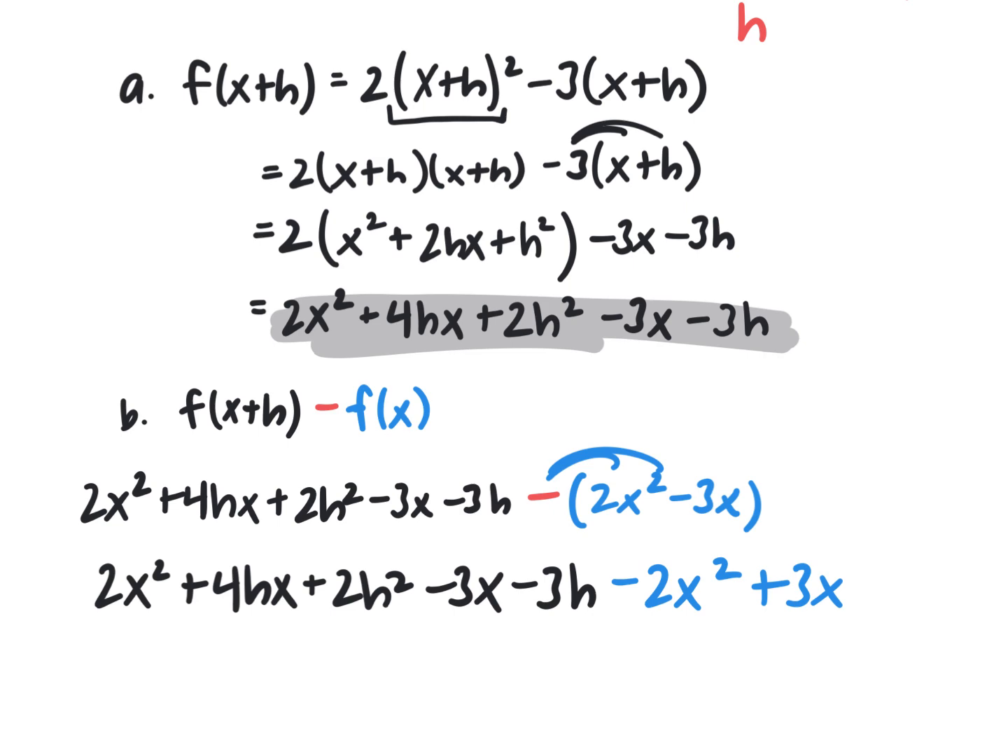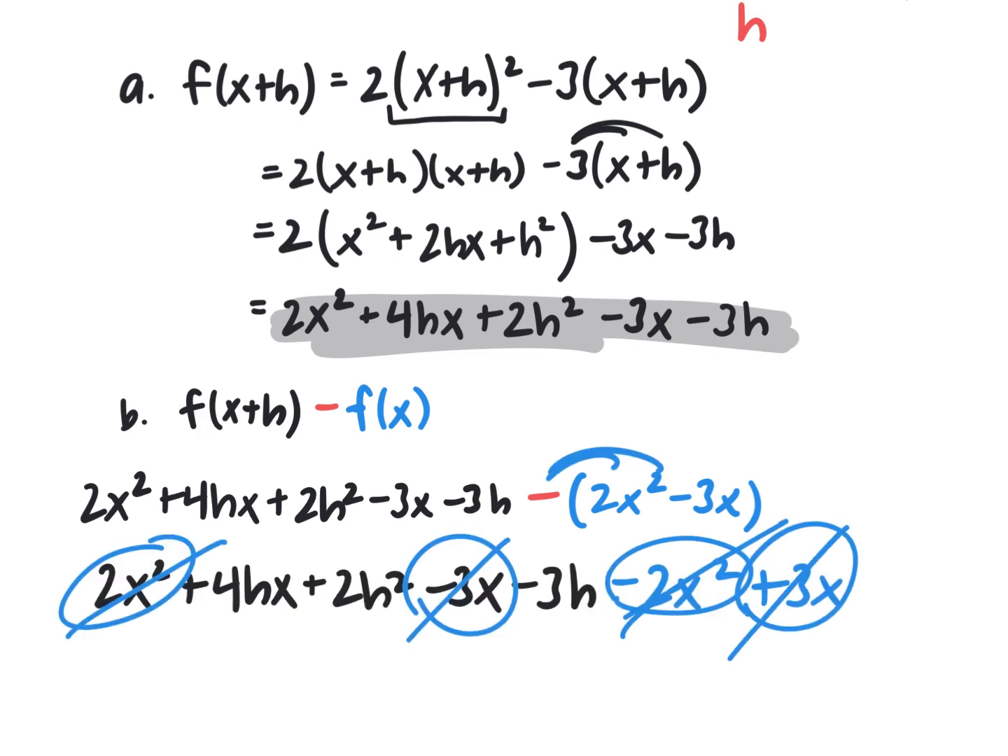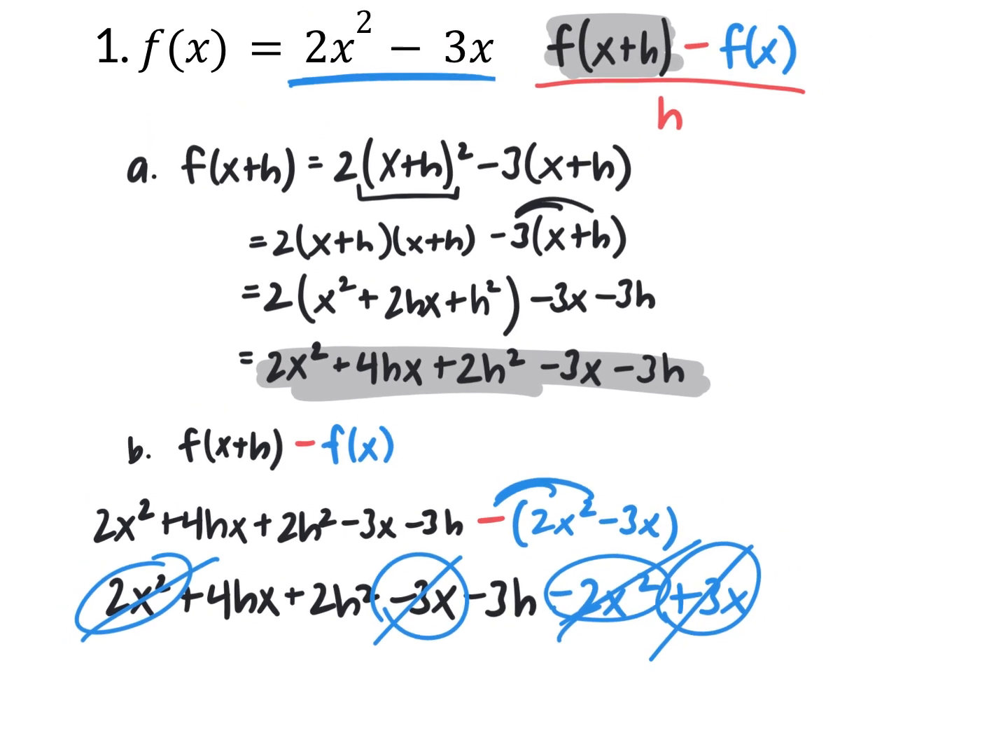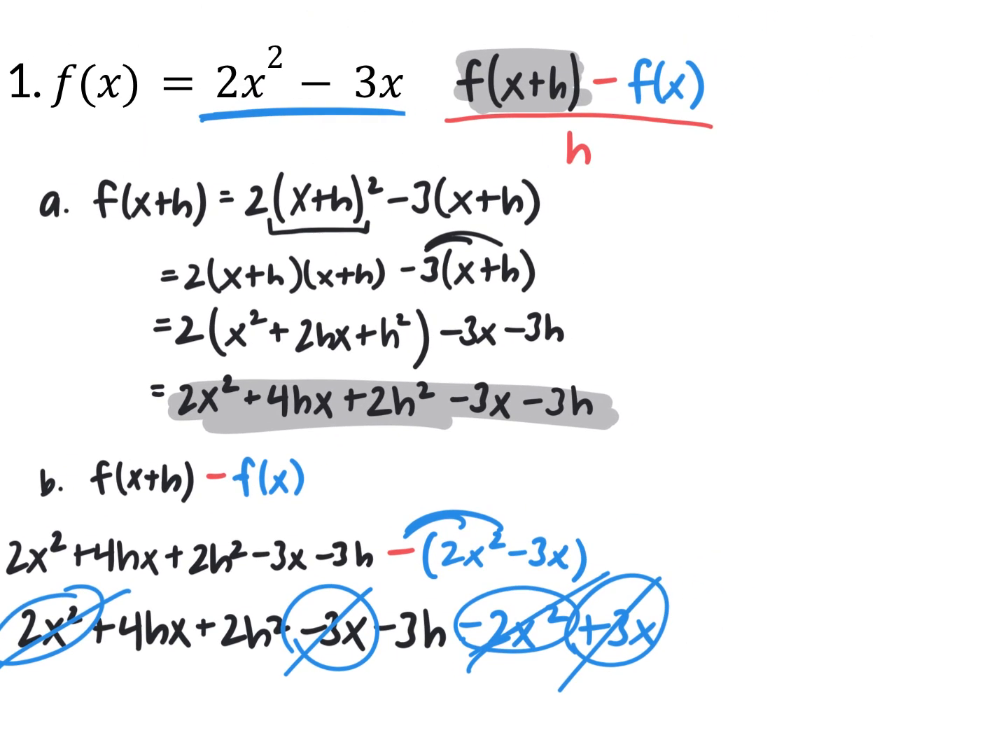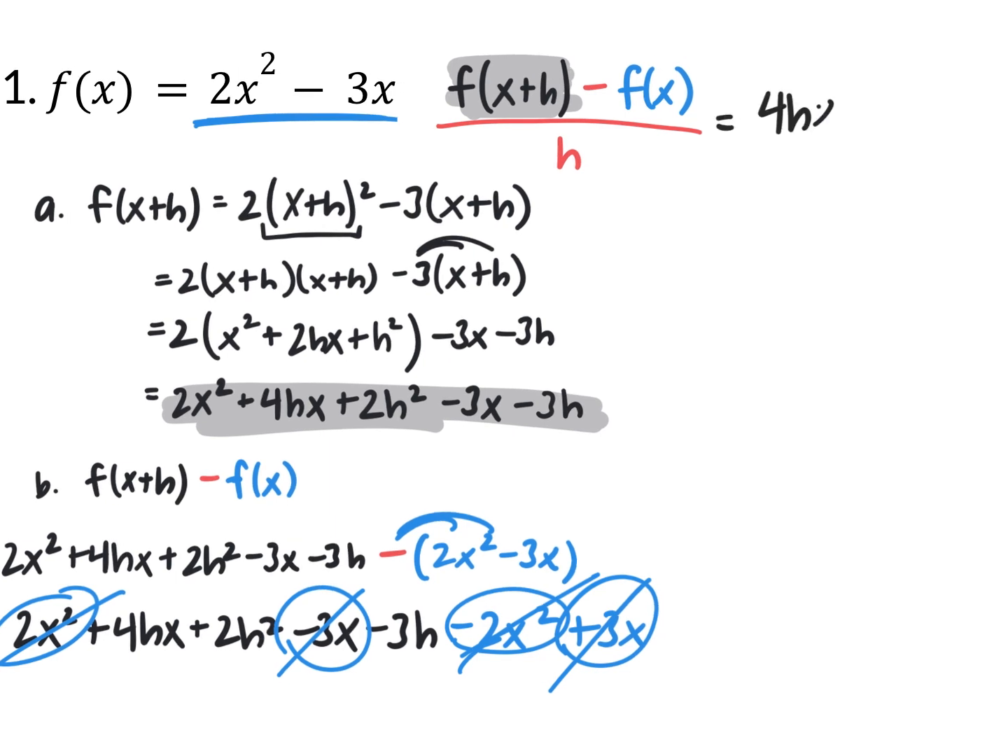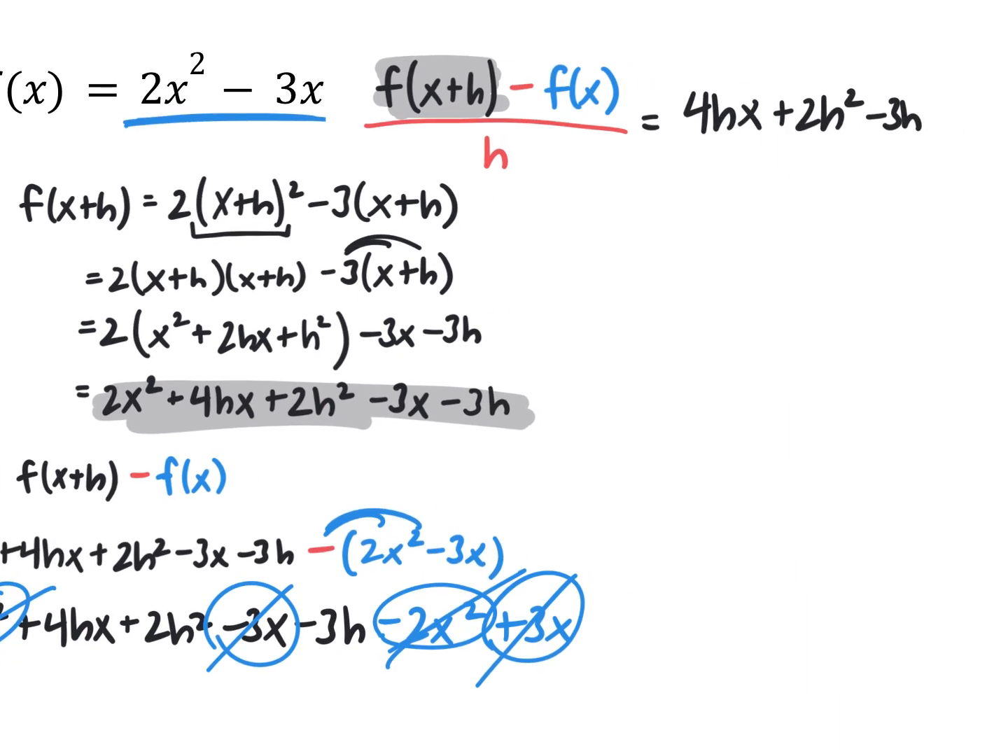So some things can go away, right? My 2x squareds go away. What else goes away? My 3x's go away. Okay, so what we're left over with here, on the top I've got 4hx plus 2h squared minus 3h. And I need to divide all of that by h. So this is kind of your step C on your homework for the first few questions. Kind of breaks it down.